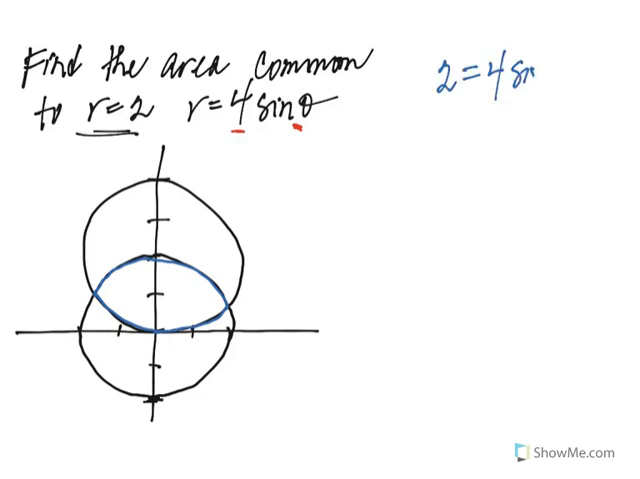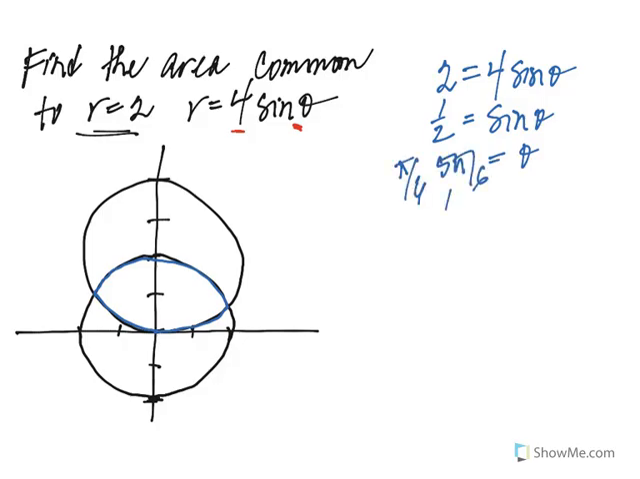If I set 2 equal to 4 sine of theta, divide by 4, I have the sine of theta is equal to 1/2. That means my theta is equal to pi over 6, 5 pi over 6. So what I'm looking for is that angle right there and that angle right there. That's where the two curves intersect each other.